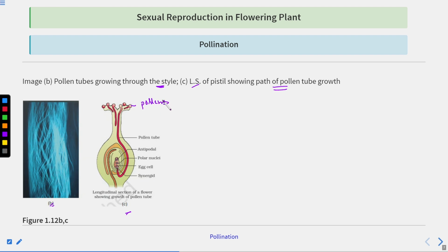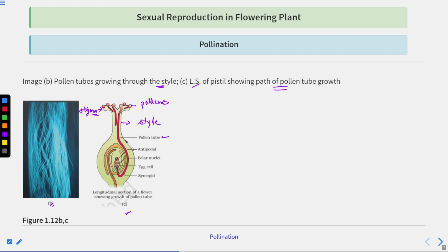So these pollens, if they are compatible, and if they are recognized by the receptors present on the surface of the stigma, then what happens? They will germinate and they will produce the pollen tube. So this is the pollen tube you can see, and it is traveling through the style. So this is the style. This is the stigma. And then the pollen tube will finally enter into the embryo sac.